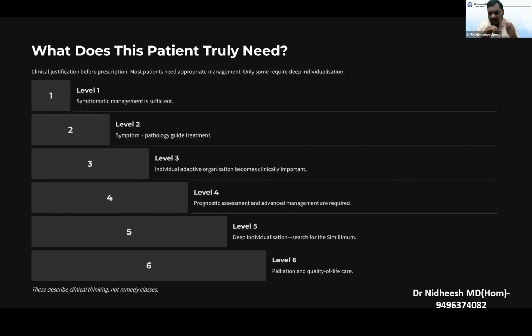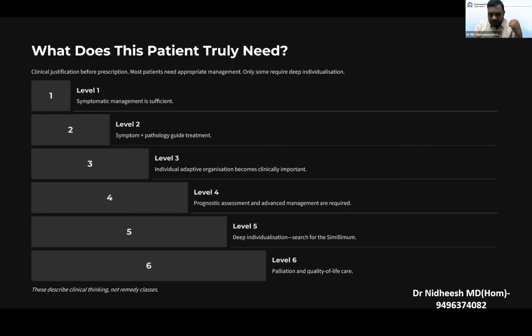So level 1 is 6 to 10. If the case score is 6 to 10, it comes under level 1. If it is 11 to 15, it comes under level 2. From 16 to 20, it comes under level 3. From 21 to 25, it comes under level 4. From 26 to 30, it comes under level 5. And 31 to 36 comes under level 6.